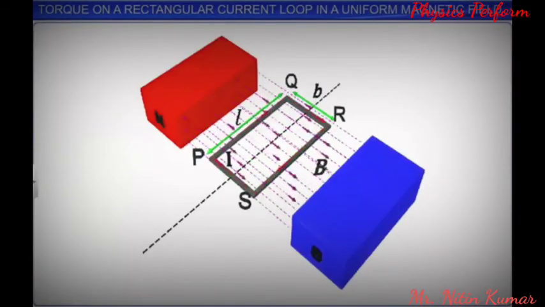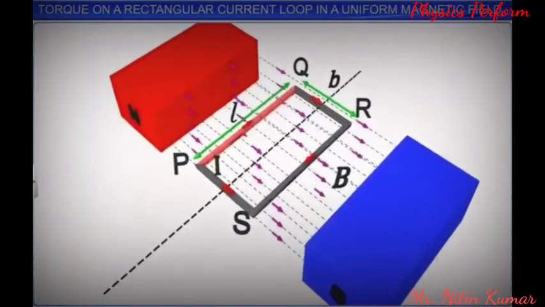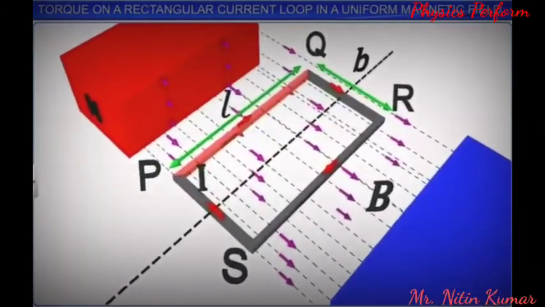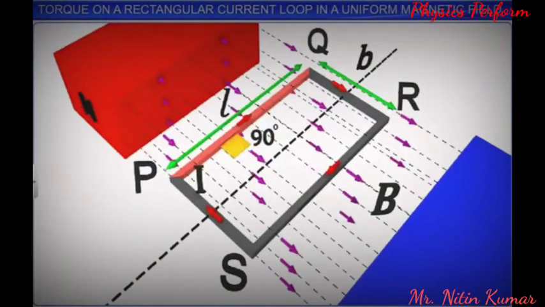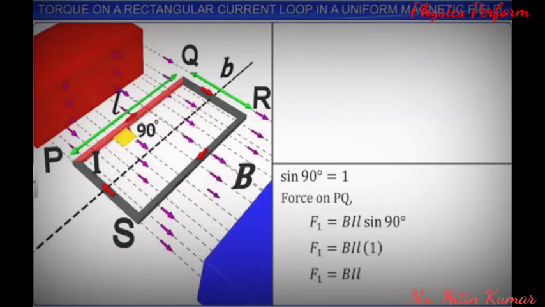The magnetic field exerts some force on the arms of the current-carrying rectangular loop. The direction of current in the arm PQ of the loop is perpendicular to the direction of magnetic field. Sin 90 is equal to 1. Hence, the magnitude of the force acting on the arm PQ of the rectangular loop due to the magnetic induction B is F1 is equal to BIL sin 90, which is equal to BIL, where L is the length of the arm PQ. Let this be equation 1.